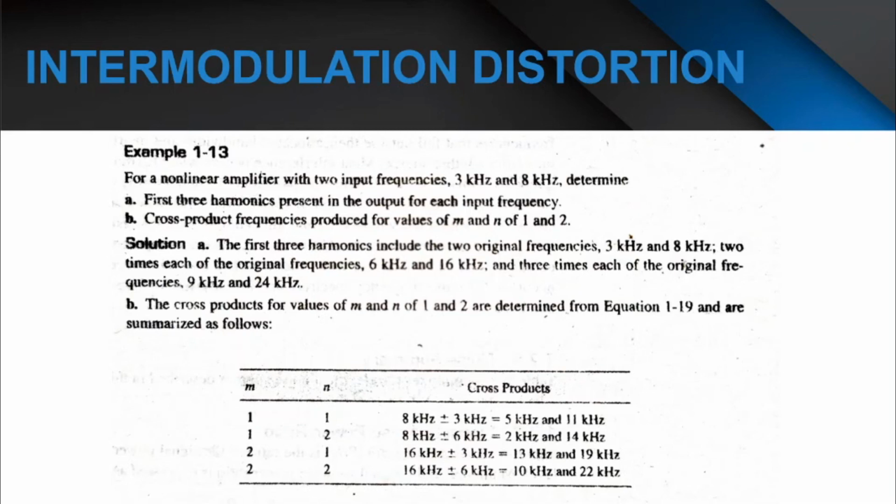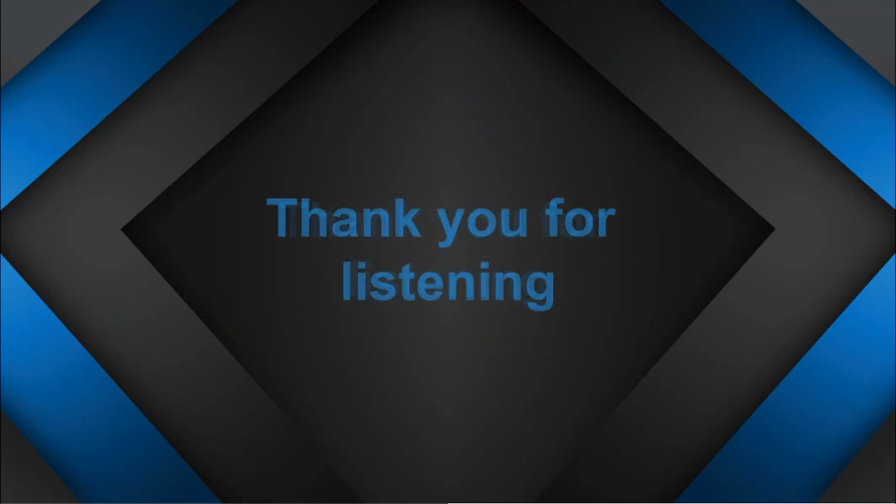Now for the fourth line where the m is 2 and the n is 2, we get 2 times 8, we get 16. 2 times 3, we get 6. 16 plus 6, we get 22. And 16 minus 6, we get 10. So for the cross products, we'll get 10 kilohertz and 22 kilohertz.